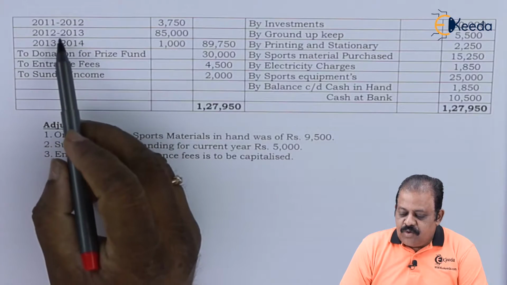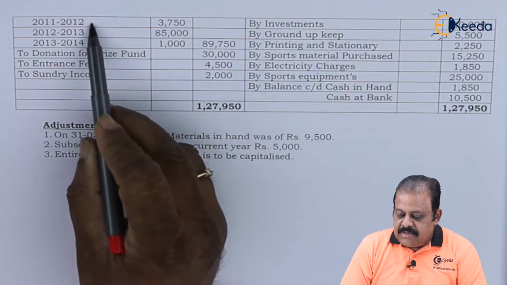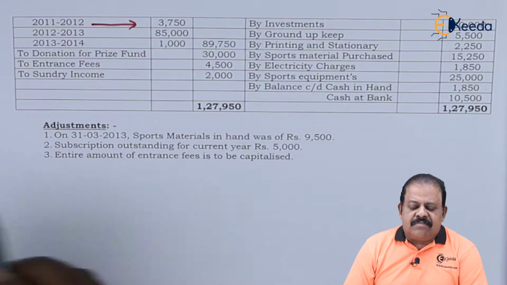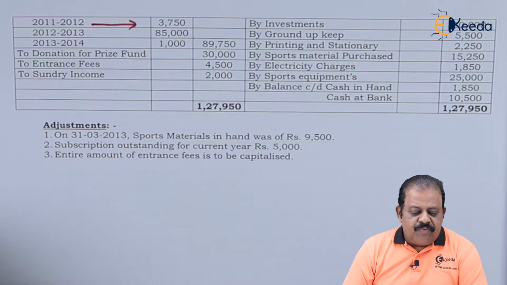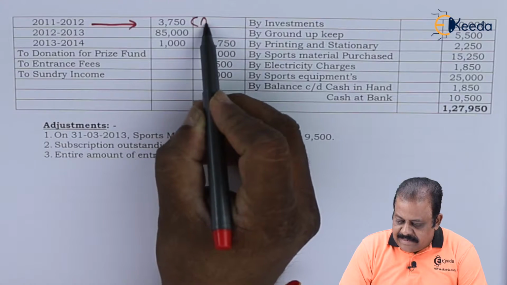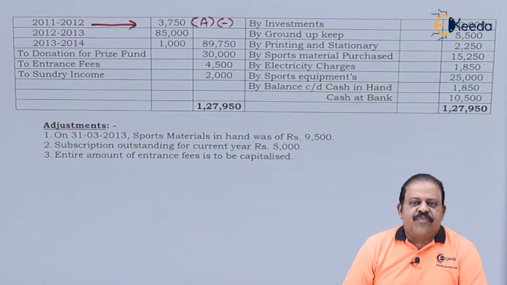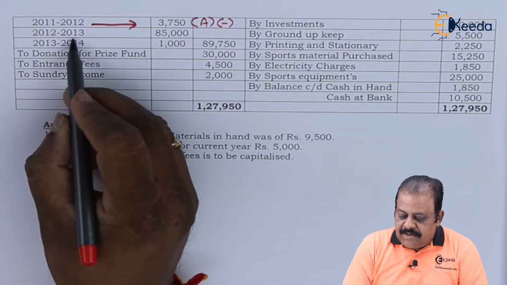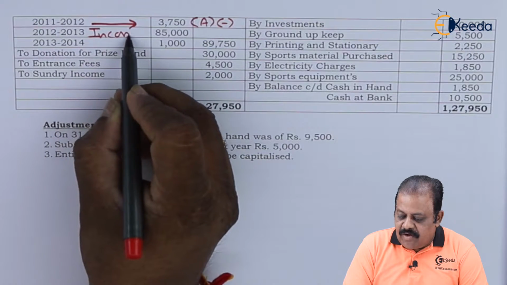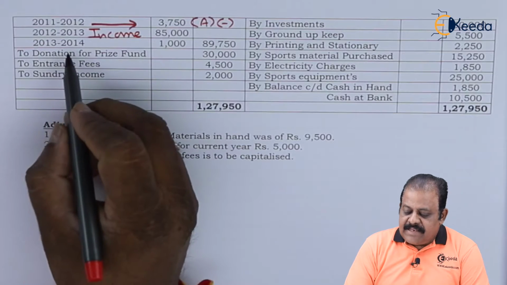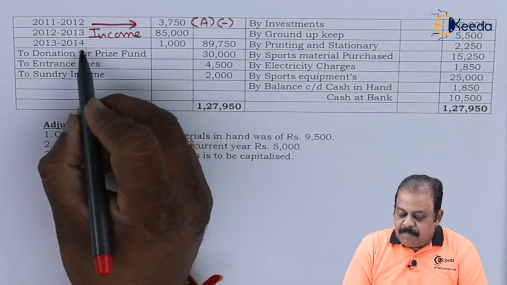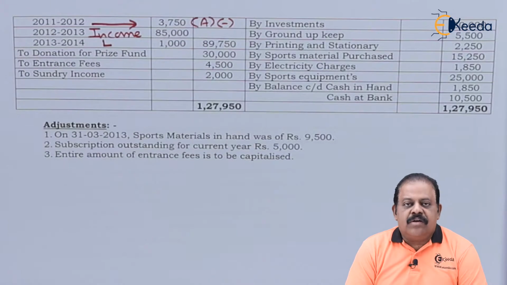Subscriptions. Subscription received for 2011-12, 3750. This will not be recorded as income of the current year. It is a previous year outstanding we have received during the current year. So this will be adjusted on the asset side. This will be deducted from receivables. For current year 2012-13, we have received 85,000. This will be recorded as income. Next year's advance subscription we have received, 1,000. This is pre-received income. This will be recorded on the liability side.